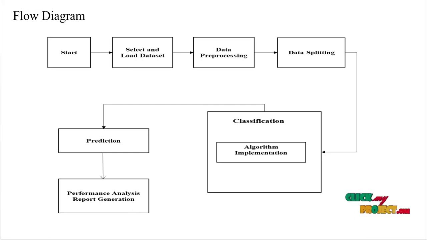Then we split the pre-processed data into test and train. Most of the data is in the train set and a smaller portion is in the test set. Test data is used for prediction. Train data is used to evaluate the test data. Then we implement a classification algorithm such as random forest to classify or predict anomaly or normal. Finally, we estimate performance using accuracy, precision, recall and F1 score.